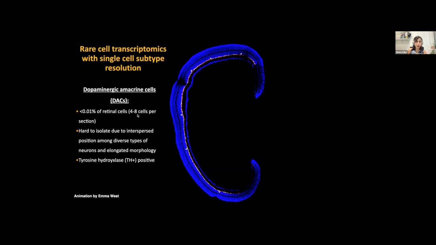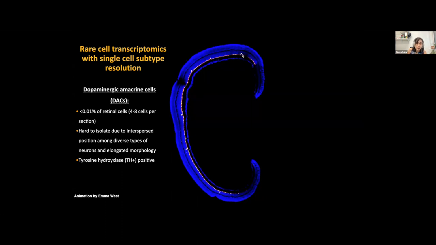I mean, we only have 4 to 8 cells per section. The cells are rather large. You actually see here the cell bodies. In this case, we have 1, 2, 3, 4, 5, 6 cells, but they have very long processes that are intertwined quite a bit. And because they are among all the other types of amacrine cells, they are a bit of a pain to really isolate and then capture in RNA sequencing reactions.